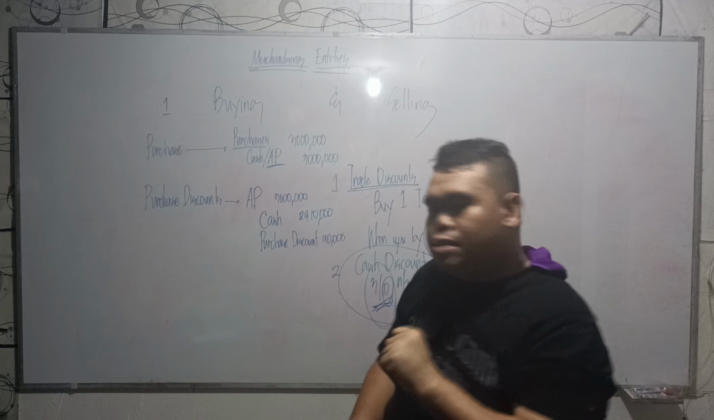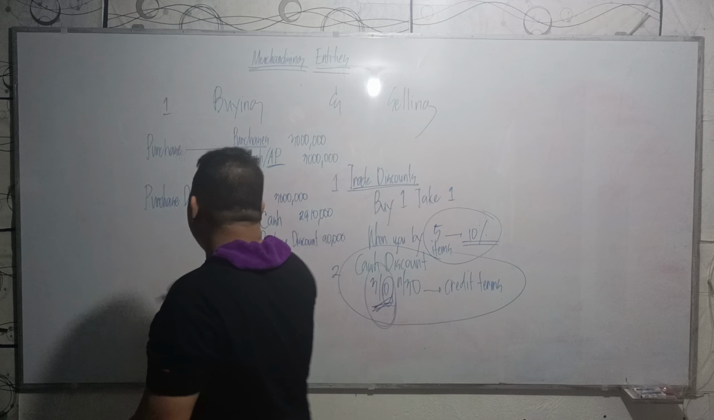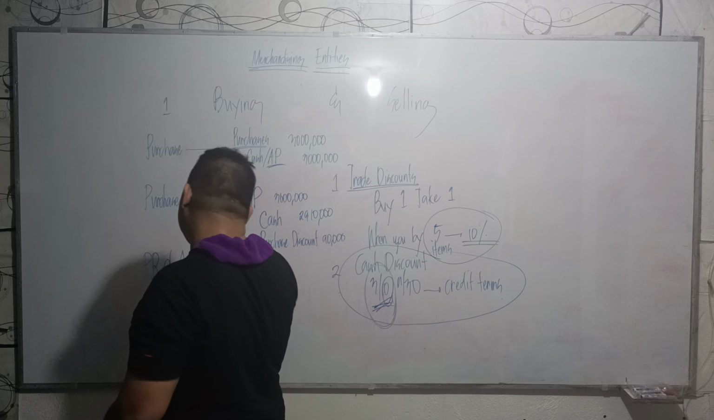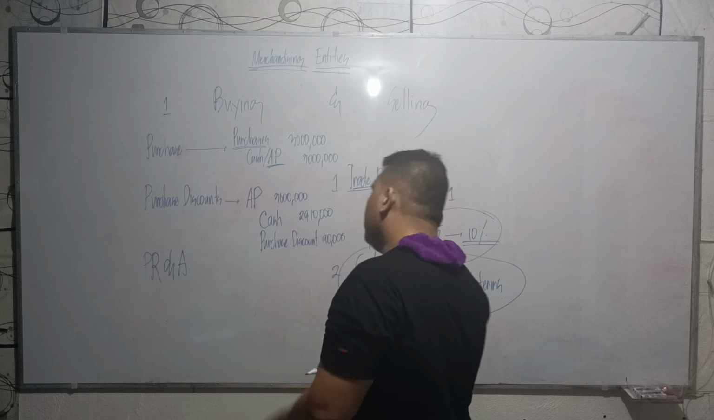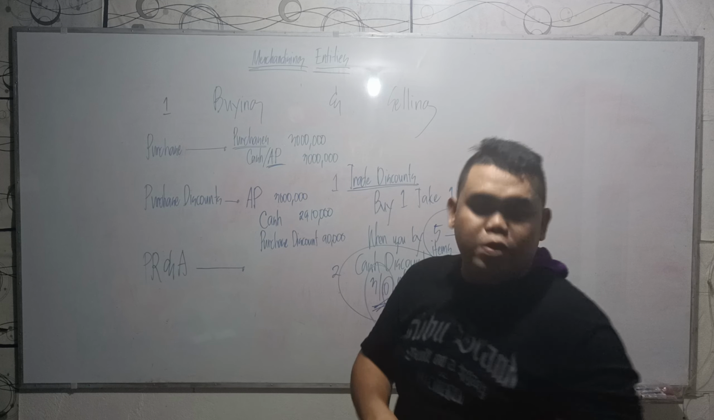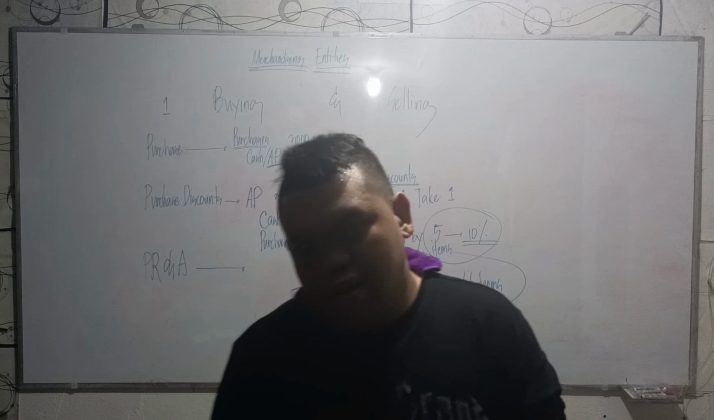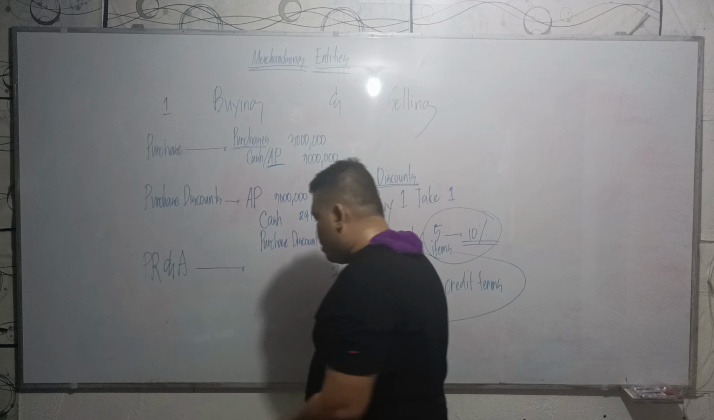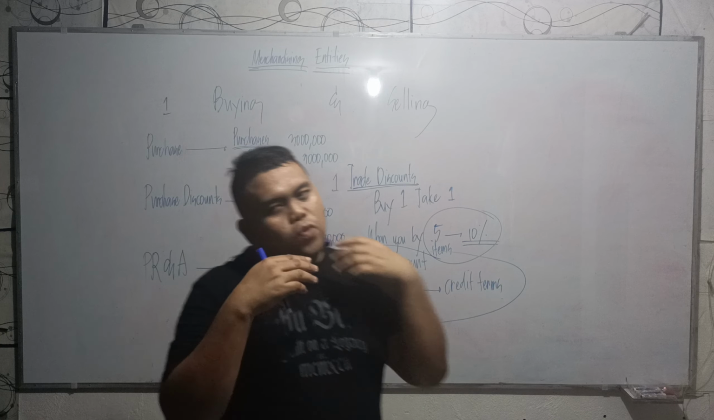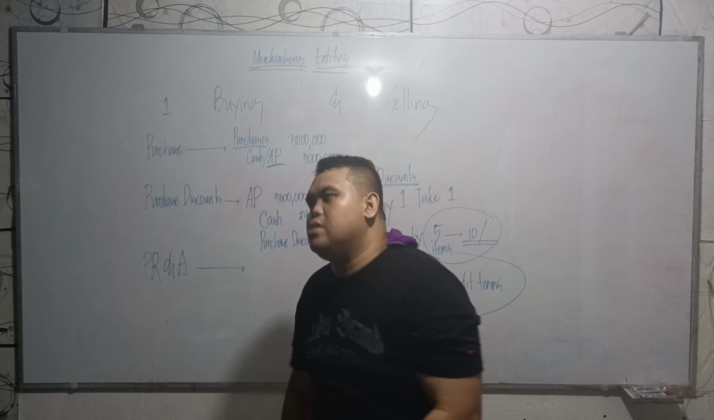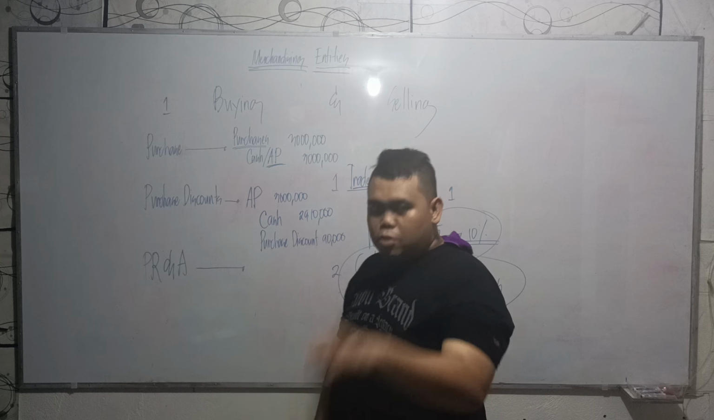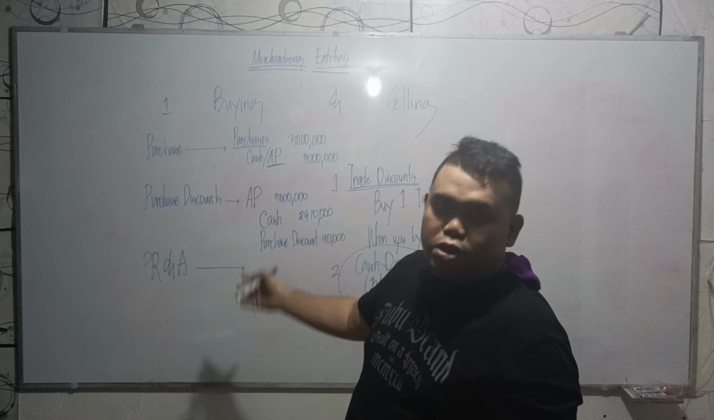Okay? Next, we have purchase returns and allowances. So this is the next one. The purchase returns and allowances happen if you return some items. So why do you return some items? There are basically two reasons. The first one, what you have received from your supplier are damaged goods. Okay, so that's the first one, the most common one. So you're going to return it.